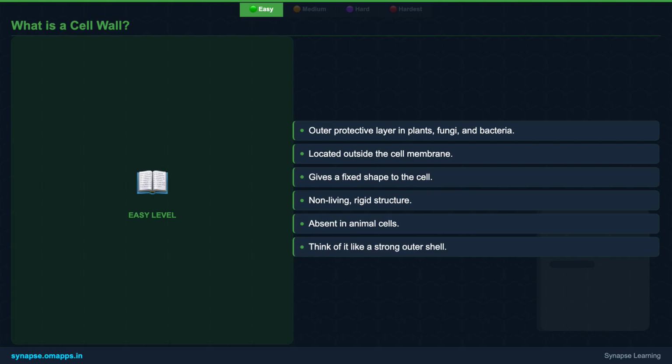This unique structure gives the cell a fixed shape and acts like a strong outer shell. Importantly, you won't find a cell wall in animal cells. That's a key difference. It's a non-living part of the cell, providing a sturdy framework.